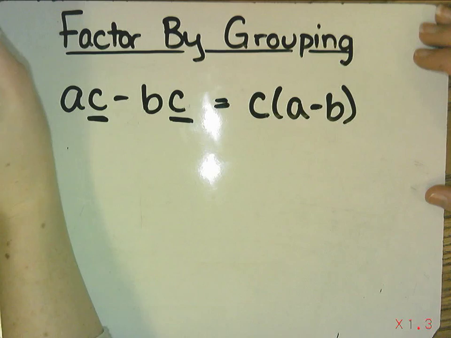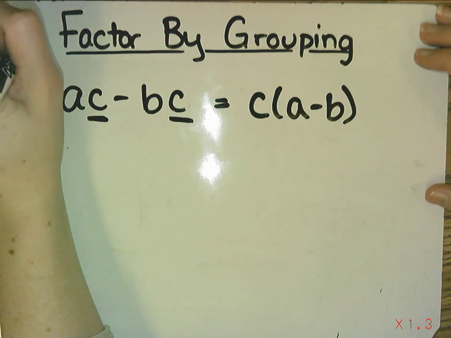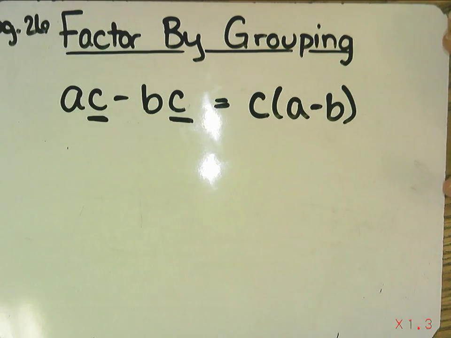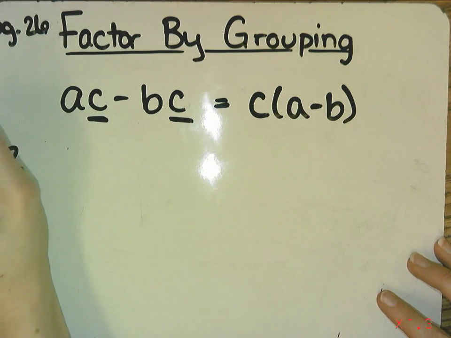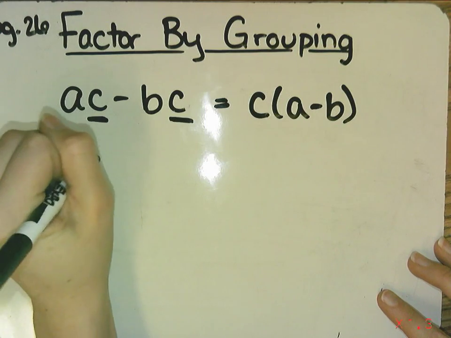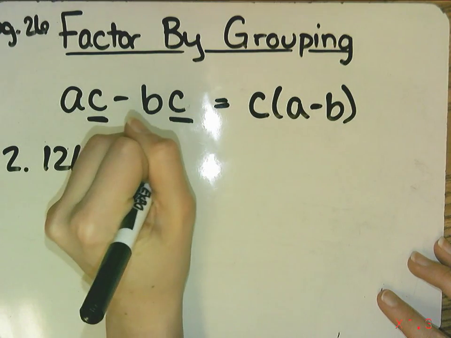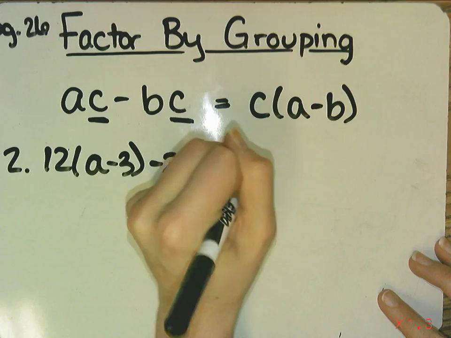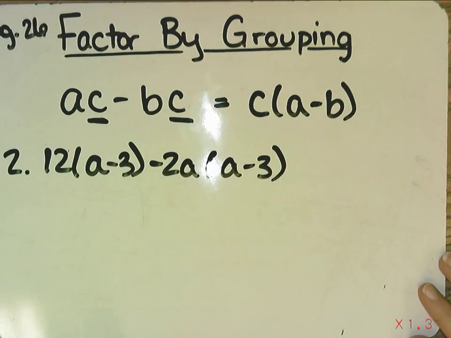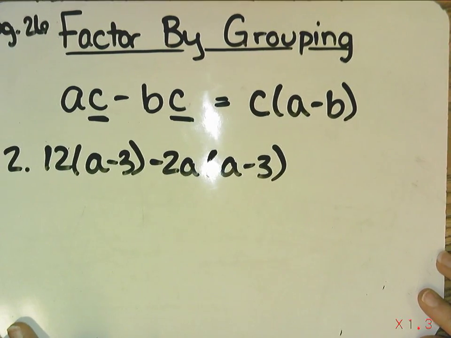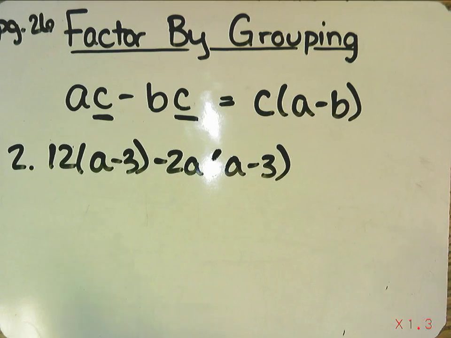So we're going to actually be on page 26 in your packet, and we're going to start with number 2 from page 26. So number 2 says 12(a minus 3) minus 2a(a minus 3). So this is number 2 on page 26 in your packet. And this looks very similar to the first thing we talked about.